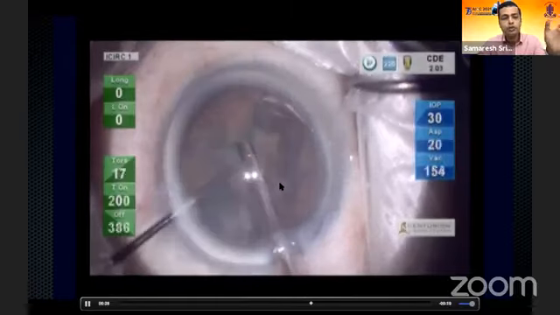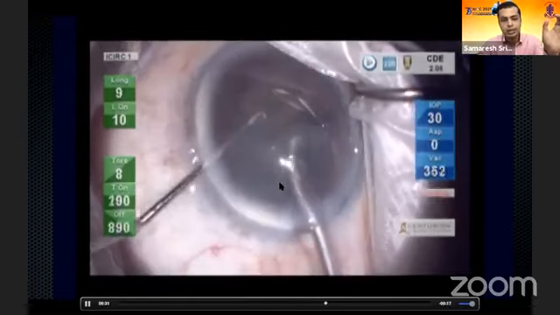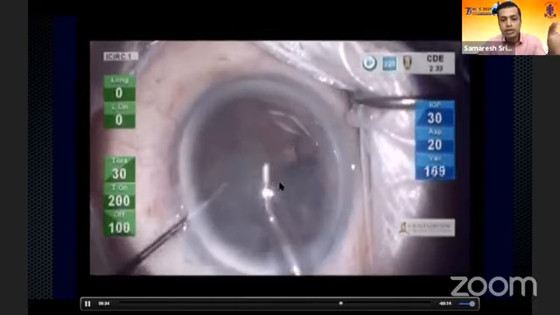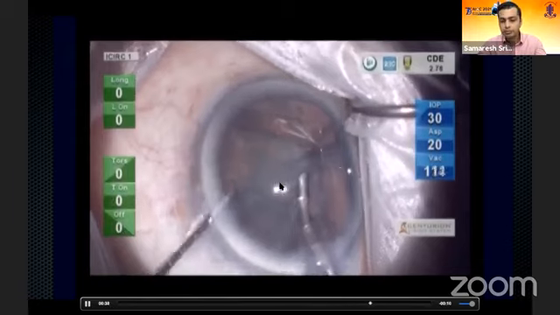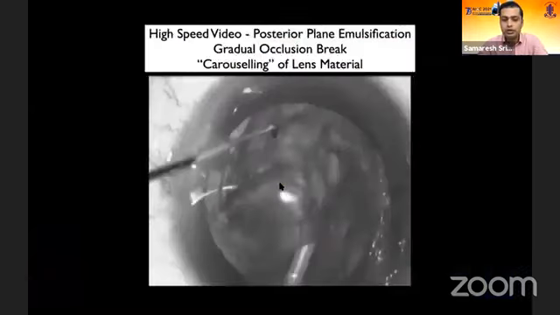And this is the beauty of good fluidics in any machine. When you're actually testing the grit of the machine, you want to see how much the machine can do without you trying to move a finger over there. And notice the second instrument is on a side and the phaco is completed so smoothly.